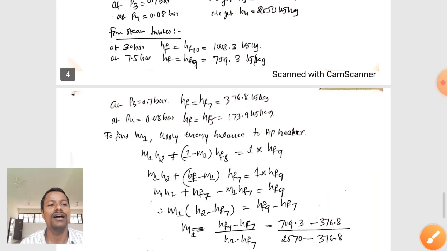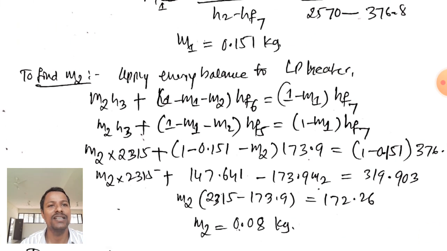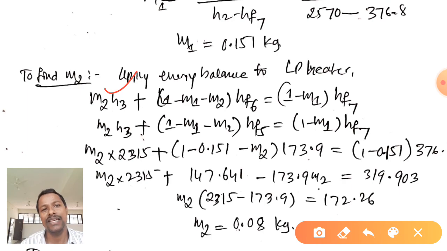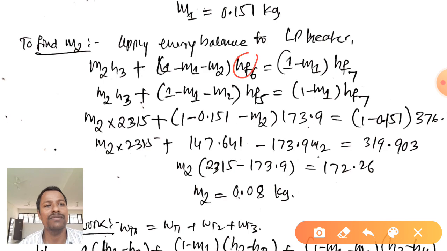So now the equation for M2, applying the energy balance for the LP heater: M2 into H3, plus (1 minus M1 minus M2) into HF6, equals (1 minus M1) HF7. So now I will replace HF6 by HF5, because at that pressure the enthalpy at state 5 and state 6 will both be the same.